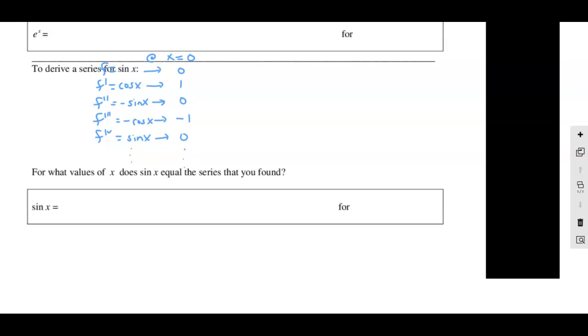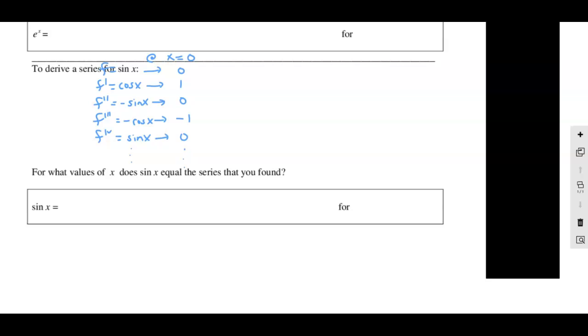So the coefficients are just going to keep bouncing back and forth: 0, 1, 0, negative 1, 0, 1, 0, negative 1. All right, so let's go tackle the stuff that we need to. Remember, you'd have x minus 0 to the 0 over 0 factorial. Okay, I'm going to be done writing that.